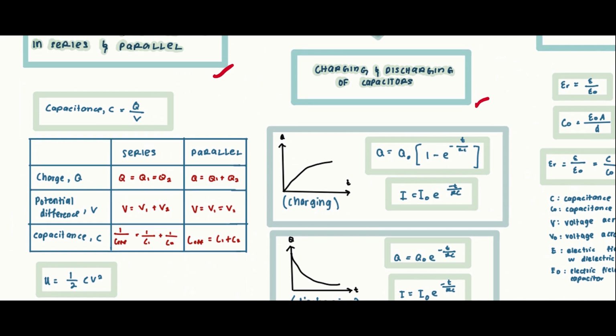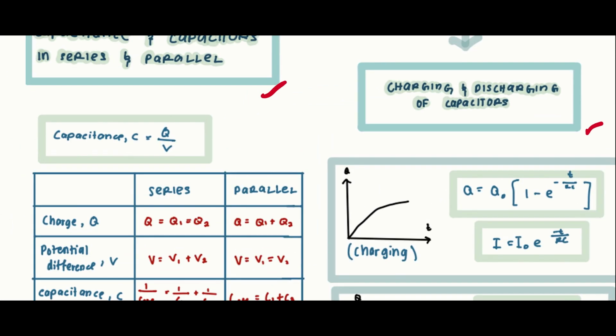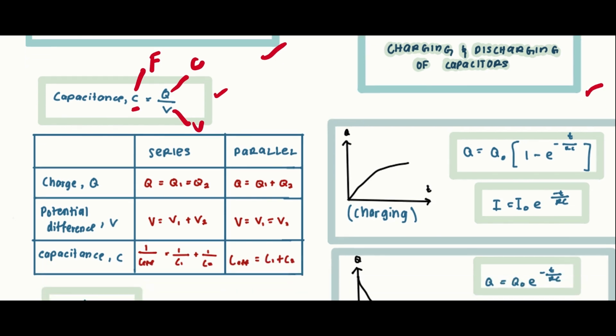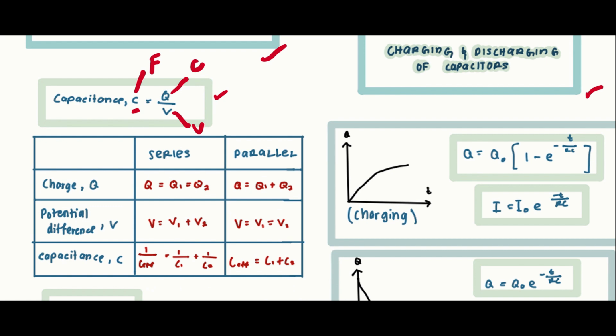The main equation of capacitance is C equals Q over V. C is the capacitance with the unit of farad, Q is the charge with the unit of coulomb, and V is the voltage with the unit of volt. So that is the basic equation of capacitance. Capacitance is the ability of a capacitor to store charge.